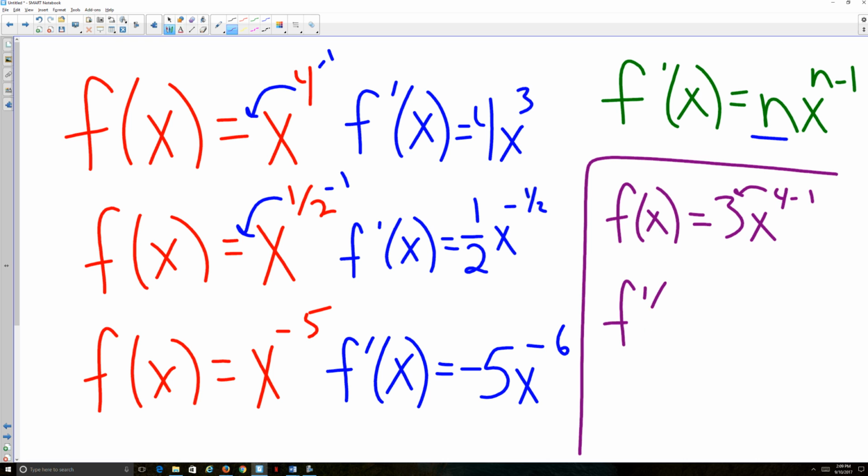So this derivative is 12, which is 3 times 4, x to the 3rd power. So all of that stuff remains nice. If I added or subtracted, we're going to get all that. So let's look at an example.